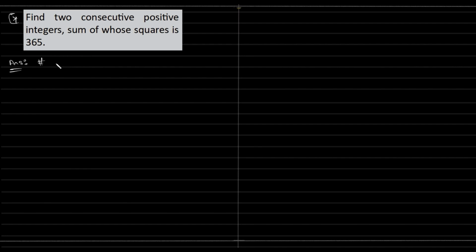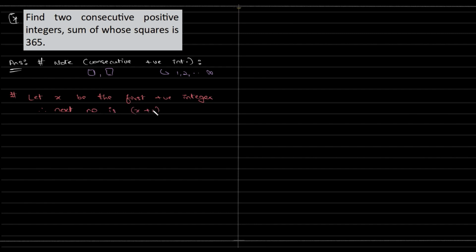Okay, so to begin with, let's make a note on consecutive positive integers. Positive integers are 1, 2, till infinity. Consecutive numbers means one number after another. So let's begin with, let x be the first positive integer, and therefore the next number is x plus 1. These are your consecutive numbers.